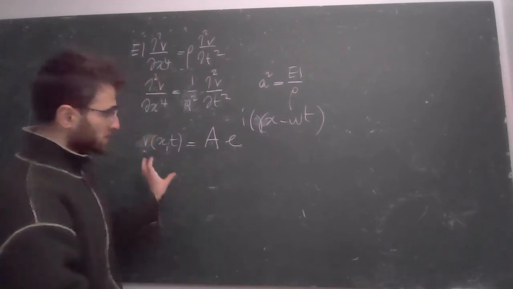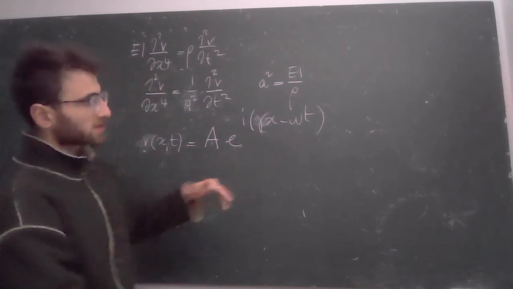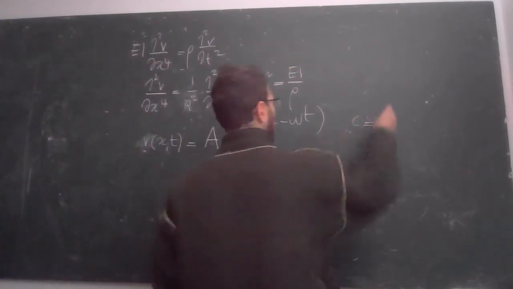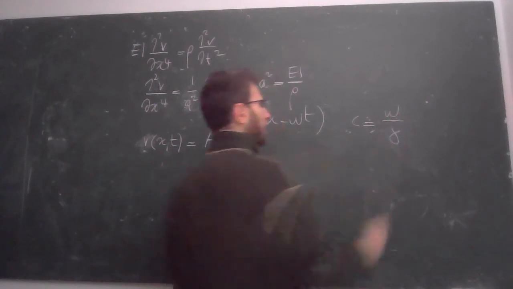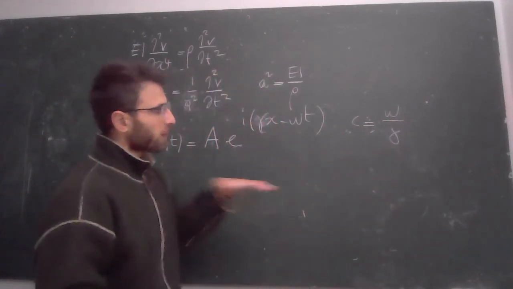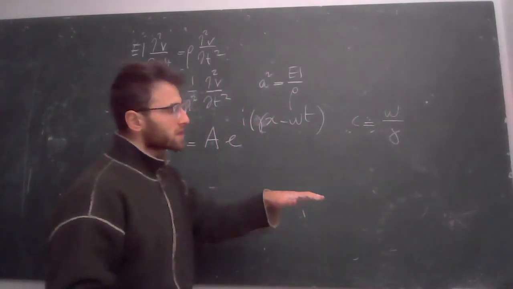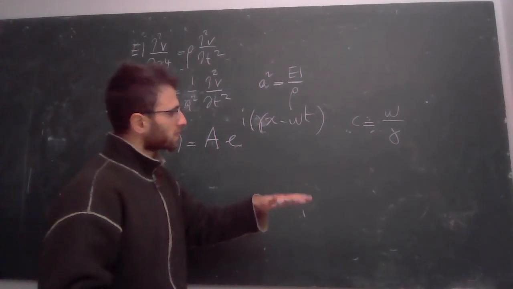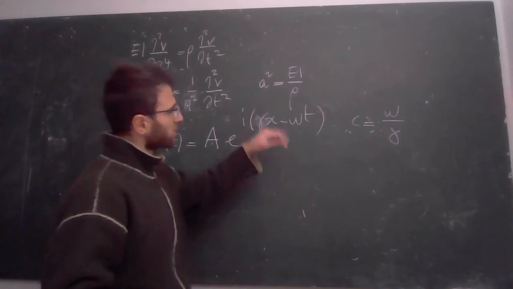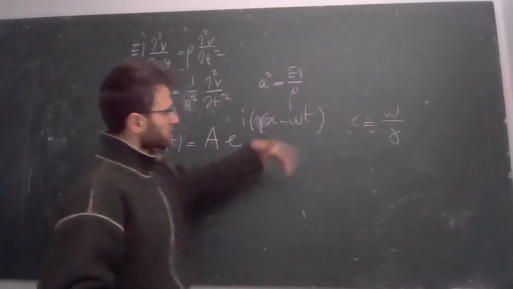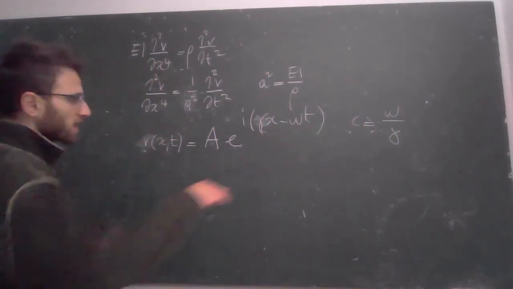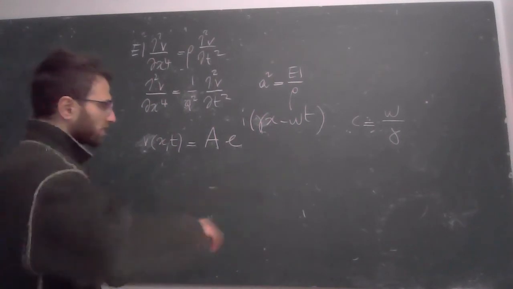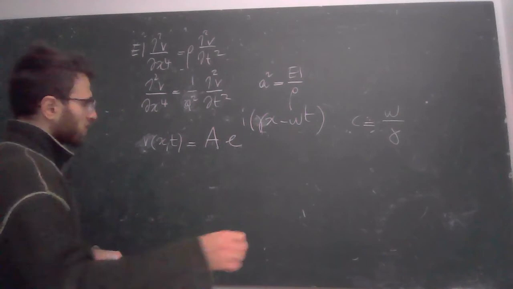So the perturbation moves constantly with a certain velocity. The velocity is equal to omega over gamma. This is the velocity of propagation of the wave. So if the velocity is constant, x must increase and t has to increase too, to have the same value of the propagation at increasing time and increasing displacement values.